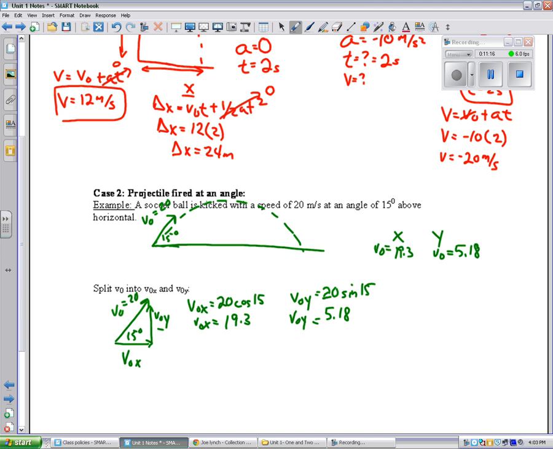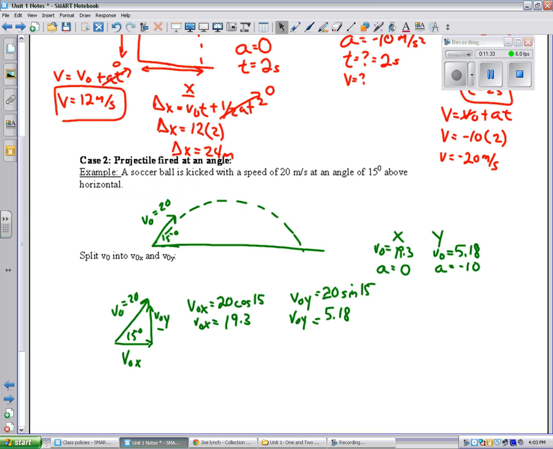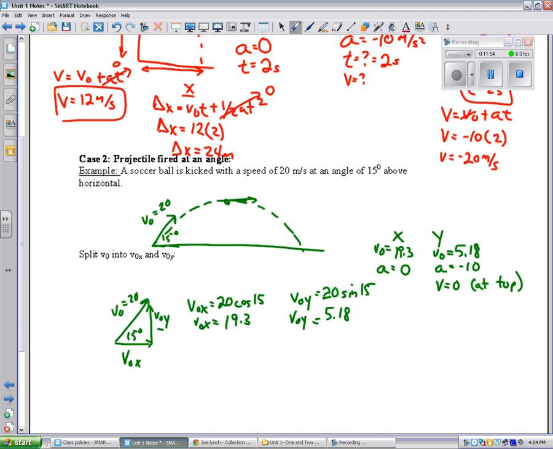Now, I got to figure something else out here. The acceleration is 0. The acceleration in the y direction is minus 10. Now, I do have to figure out one other thing with this problem. If I look at my arc right at the very top, just like when we threw a ball straight upward, we said at the top the velocity was 0. Here it has a velocity, but it's going straight to the right here. So its y component of its velocity is 0. So I can say v equals 0 at the top for the y.